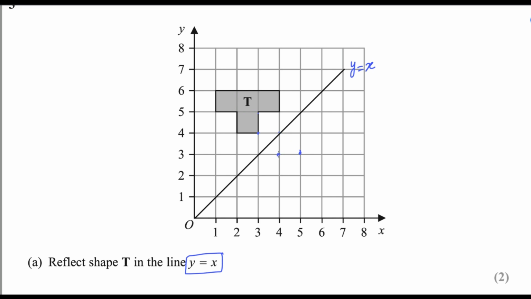So draw all these points. This point is half unit away from this line. So this will be half unit away. It comes here. Now this is a complete unit away from that line. You will see like that. Okay, so it comes here. That's it.